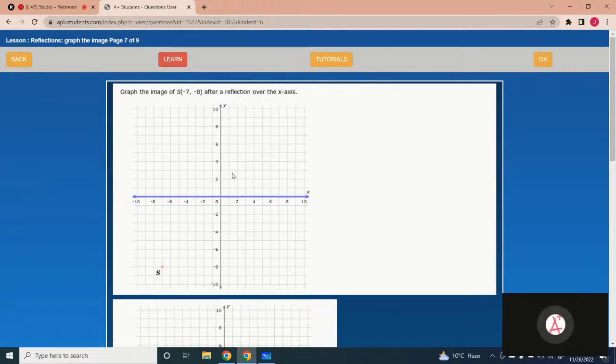Okay, the next one is graph the image of S (-7, -8) after a reflection over the x-axis. So what are the new coordinates? The new coordinates are, please write the correct option.